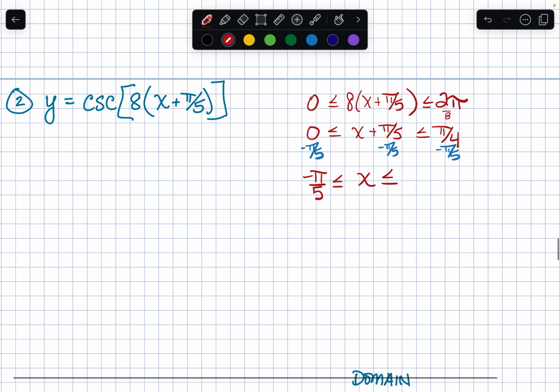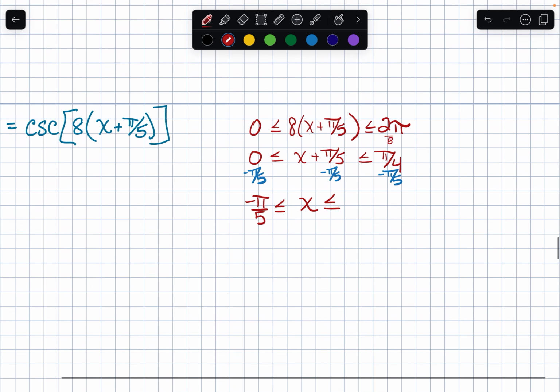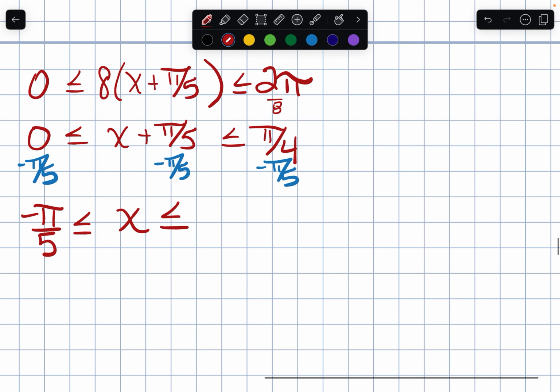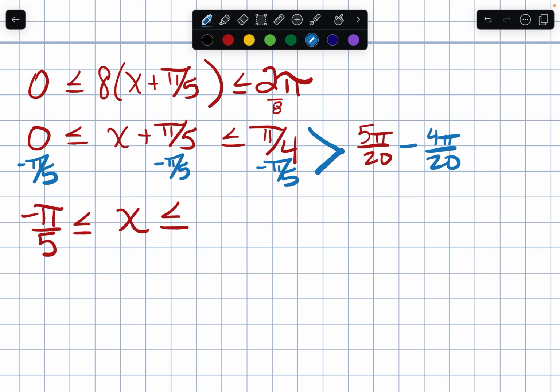Now, I have to think about this for a second, so I'm going to go off to the side here to do this. I'm going to try to zoom in. 5 and 4, if you think about what a common denominator would be, the answer is 20. That's the least common multiple. So pi over 4 becomes 5 pi over 20. And that pi over 5 that I'm subtracting, that's 4 pi over 20. So this math right here gets me just good old 1 pi over 20. So that ends up being the other side of my inequality: pi over 20.